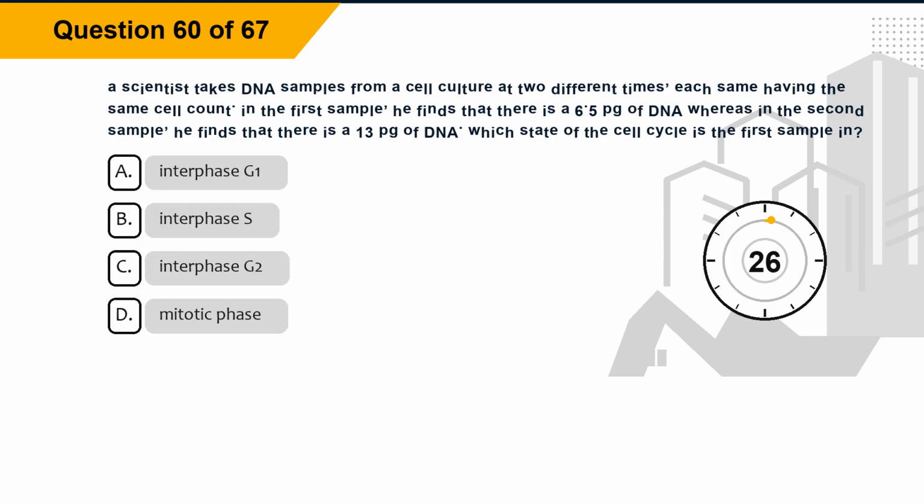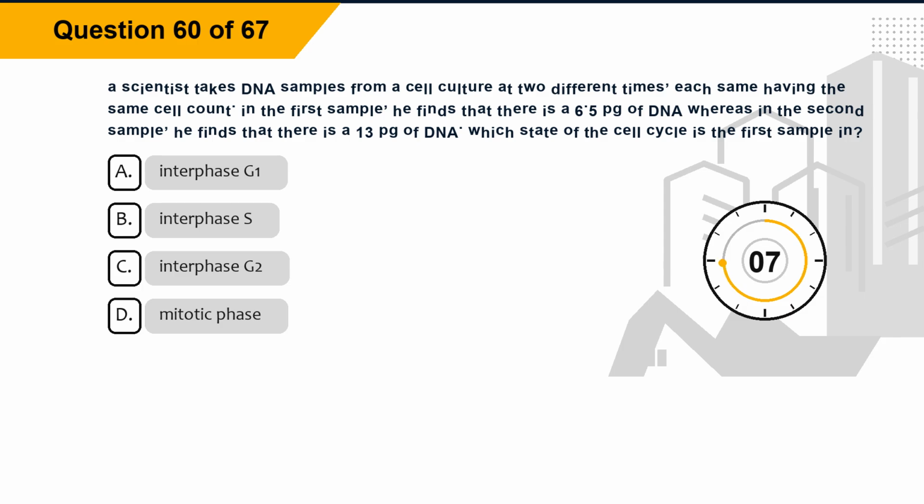Question 60. A scientist takes DNA samples from a cell culture at two different times, each having the same cell count. In the first sample, he finds that there is 6.5 pg of DNA, whereas in the second sample, he finds that there is 13 pg of DNA. Which state of the cell cycle is the first sample in?